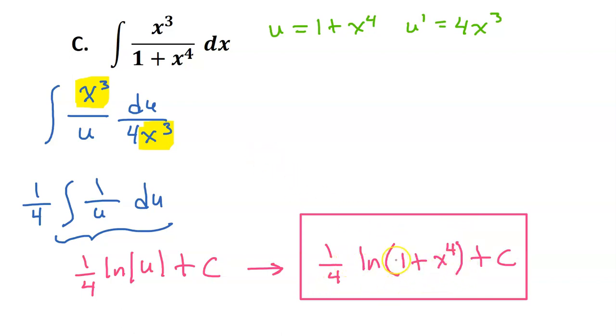Can anyone guess why I don't need the absolute value symbols anymore? Well, x to the 4th power, that's an even power, so this will always be positive. And then I'm adding a positive 1, so this will be positive on the inside no matter what. So we do not need the absolute value to guarantee that this is positive. It's fine if you keep the absolute value, but I'm just letting you know why we don't need them.